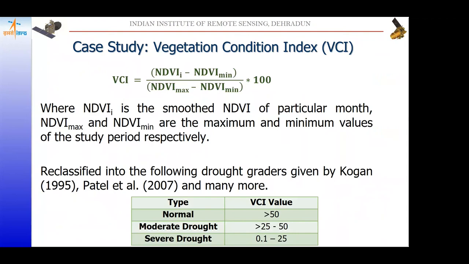If we further classify the data sets, the lower the VCI range, the more it indicates agriculture drought, because it is a kind of proxy of crop condition or crop growth. A value from 0 to 25 defines severe drought, 25 to 50 defines moderate drought, and a VCI value higher than 50 defines the normal situation over the particular region.